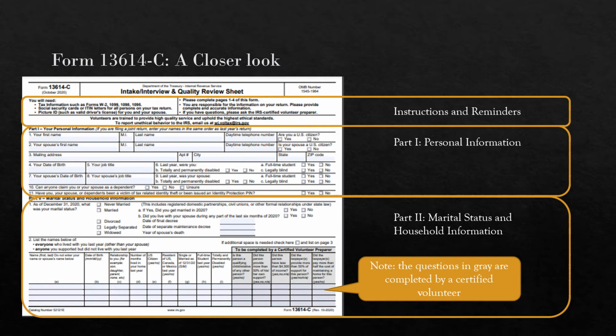Part two is about marital status and some household information. And with the form, it's intended that the taxpayer includes everybody who is in the household and anybody that they provide support for. And you'll notice that little gray area off in the lower right-hand corner. Those questions are to be completed by a certified volunteer.